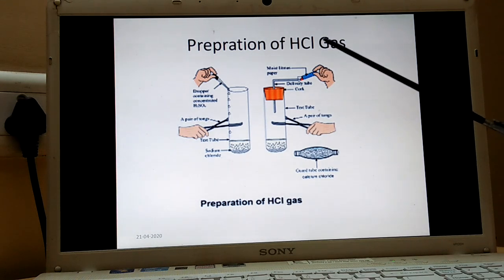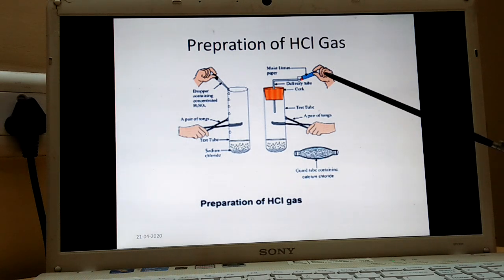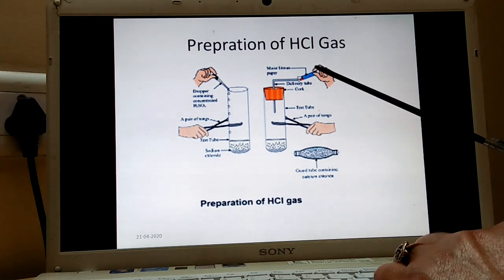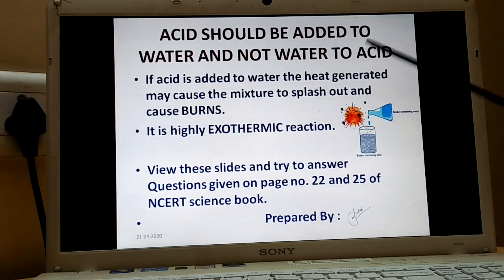So here we can say that any acid, whenever it comes in contact with water, will dissociate into its ions. HCl on dissolving in water will dissociate into H plus and Cl minus ions, and what will be the result? It will turn blue litmus red. So that was about acids and bases.